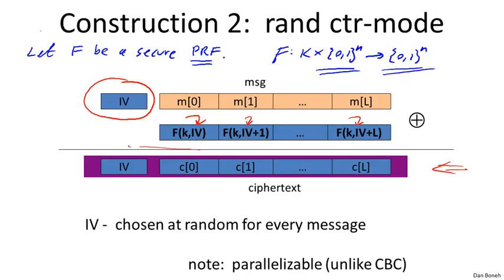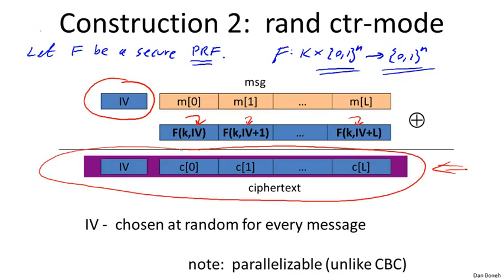And as usual, you notice that the IV here is included along with the ciphertext, so the ciphertext is a little longer than the original plaintext. The point, of course, is that the encryption algorithm chooses a new IV for every message, and so even if I encrypt the same message twice, I'm going to get different resulting ciphertexts.